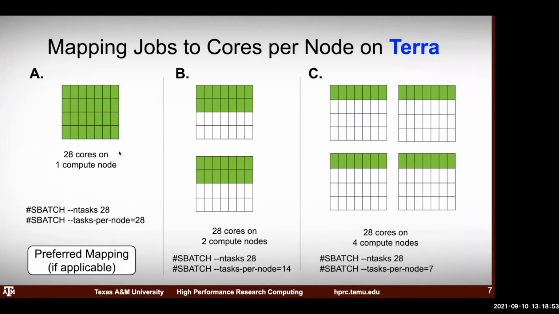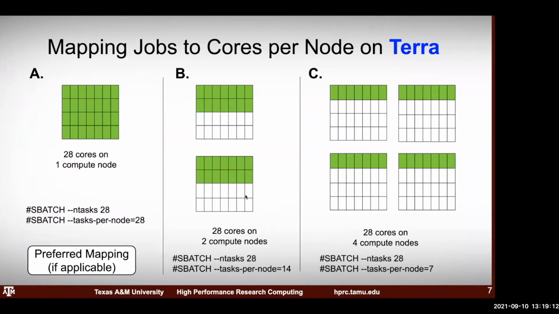28 divided by 28 gives us 1. So we know 28 cores on one compute node. This is what that diagram would look like. Every core on that node is allocated to your job. That's good. Example B: 28 cores again, same amount of CPUs, but 2 compute nodes. N tasks 28, that didn't change. Tasks per node equals 14.